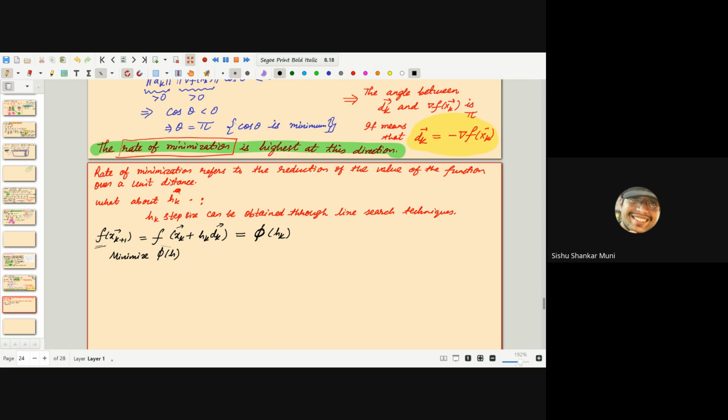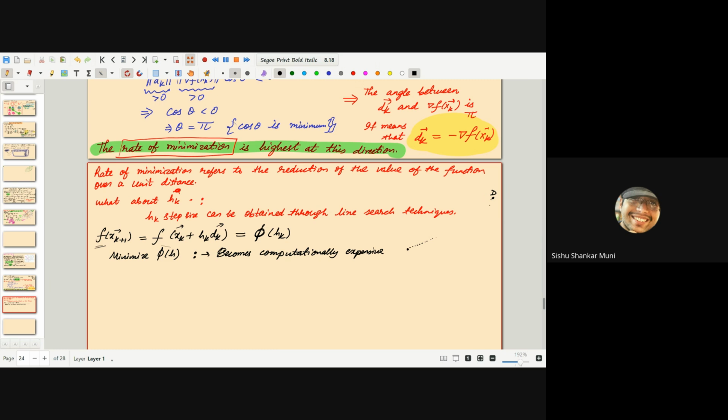Okay. So minimize phi of h, but this becomes computationally expensive. I mean, if you keep a constant step size and you have to reach here, suppose this is your destination and you are taking very tiny steps, then it will take forever to reach here. So it will take a lot of computational time to reach there.